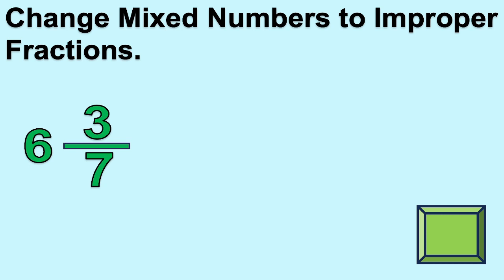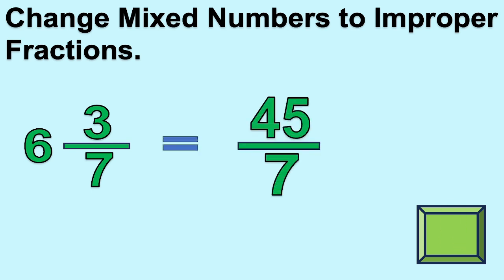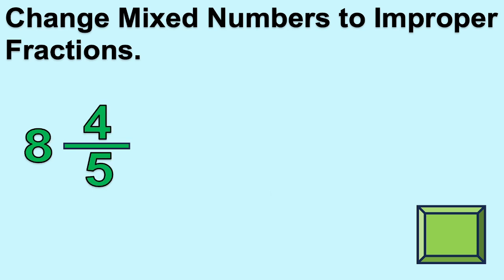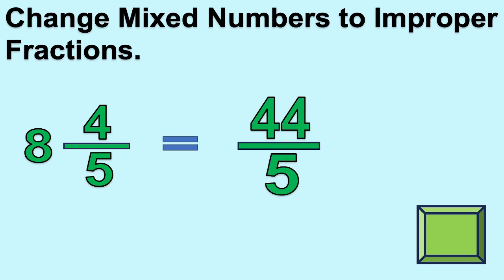6 and 3/7. Time's up, the answer is 45/7. 8 and 4/5. Time's up, the answer is 44/5.